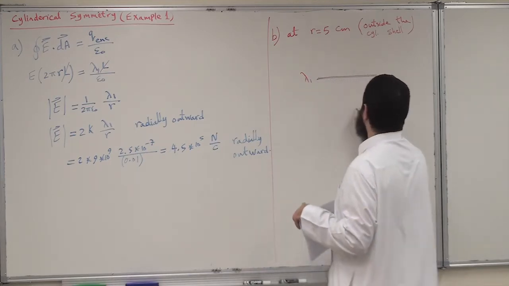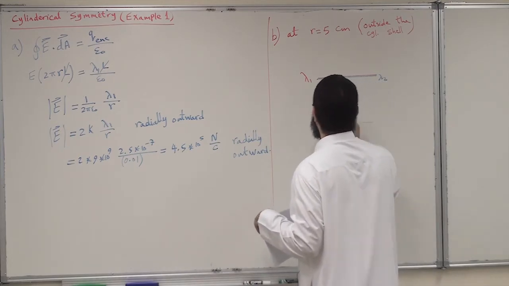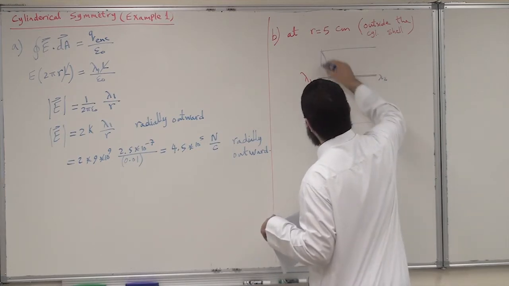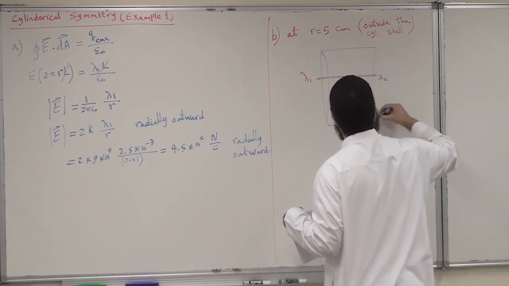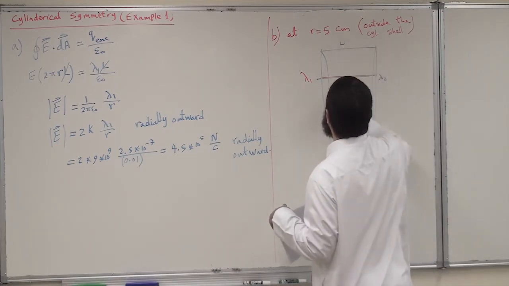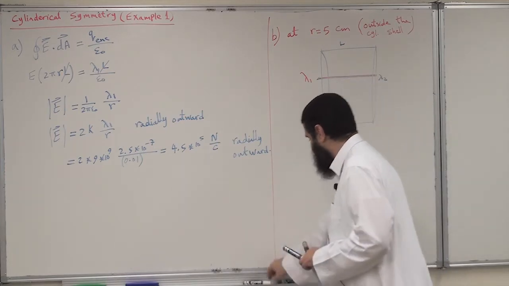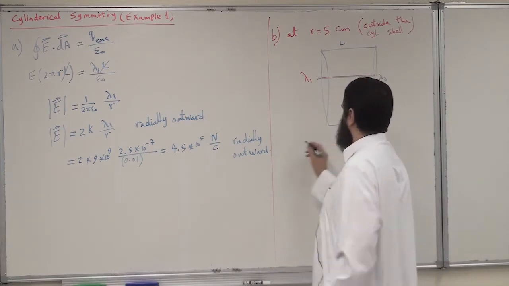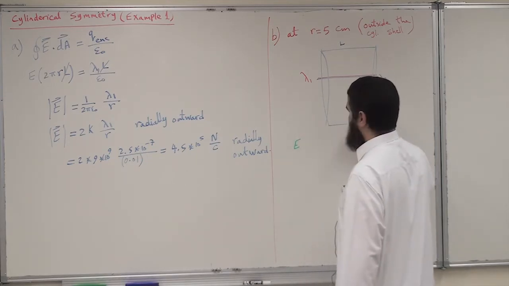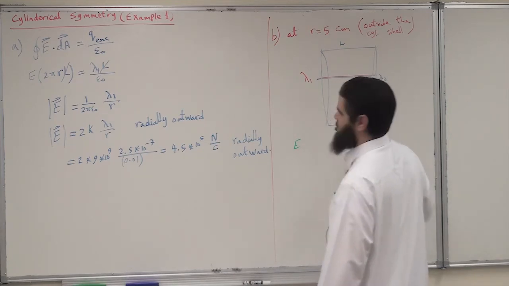And my Gaussian surface goes something like this. This is my Gaussian surface. It has length L. So applying the Gauss law on this Gaussian surface, E will be uniform at any point here, and it will be radially outward if the total net charge is positive.